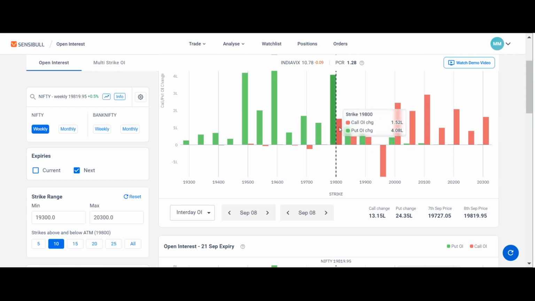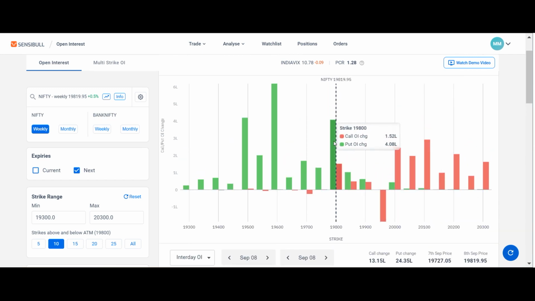So we will not consider this. But here there are positions added, 19,950. So these could be buyers here. But our assumption is simple: these call writers have moved out, so there is a high possibility 800 is our base.